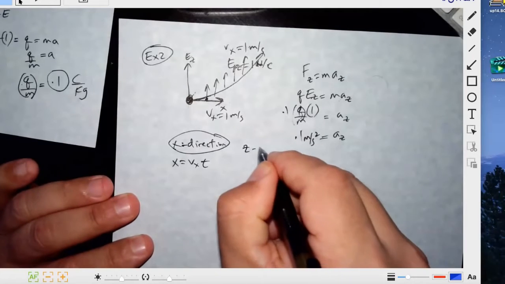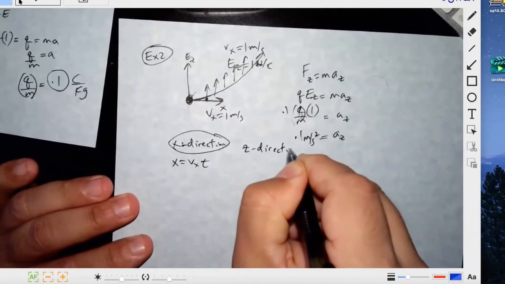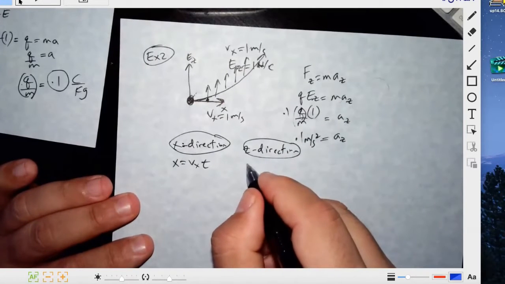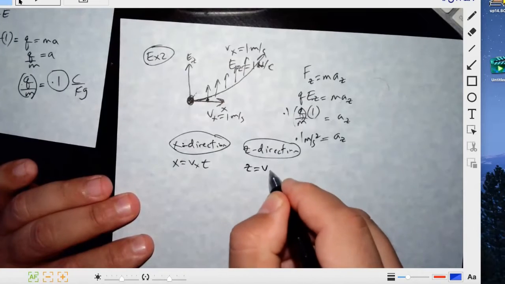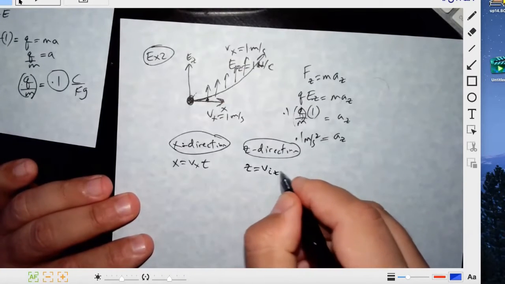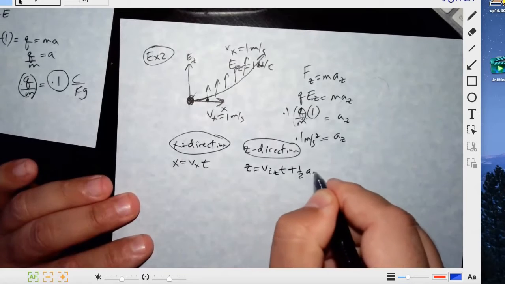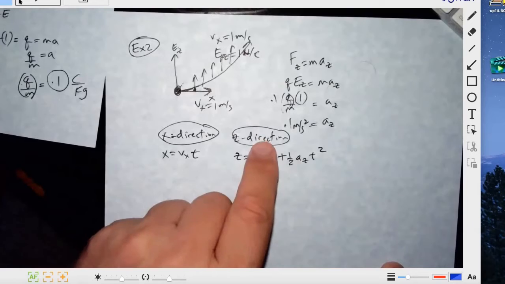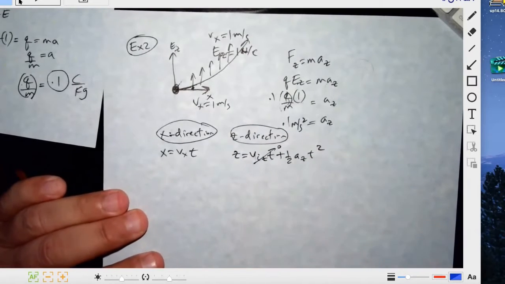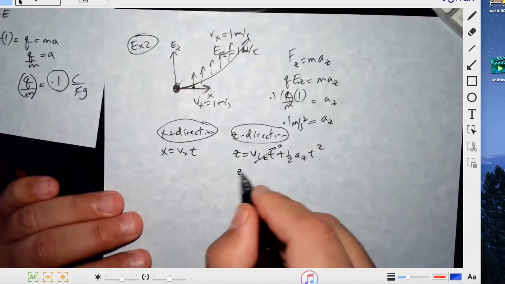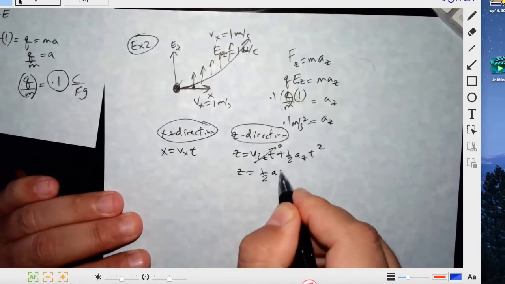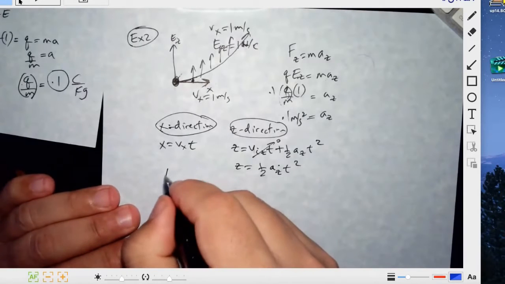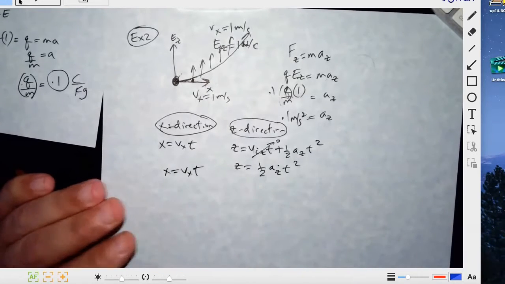In the Z direction, we have Z equals V initial Z t plus half AZ t squared. So kinematics again, right, in the Z direction, but then V initial Z is 0. So then we have Z is equal to half AZ t squared. Okay, and then this is X is Vxt. So this is a parabola.